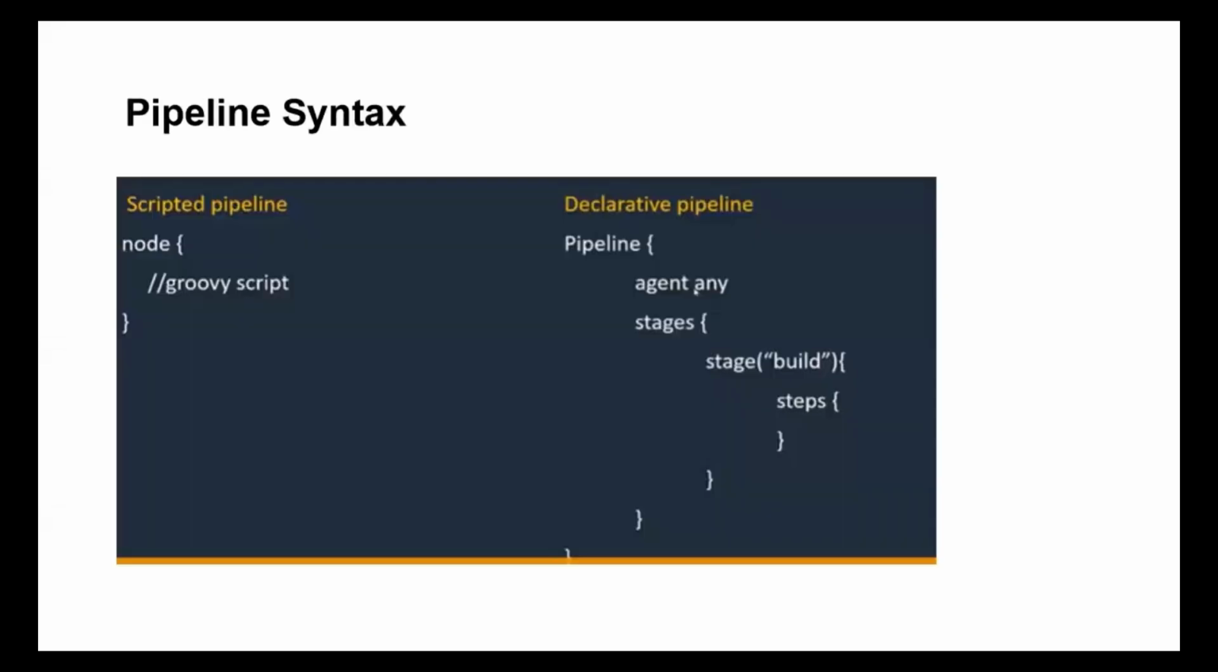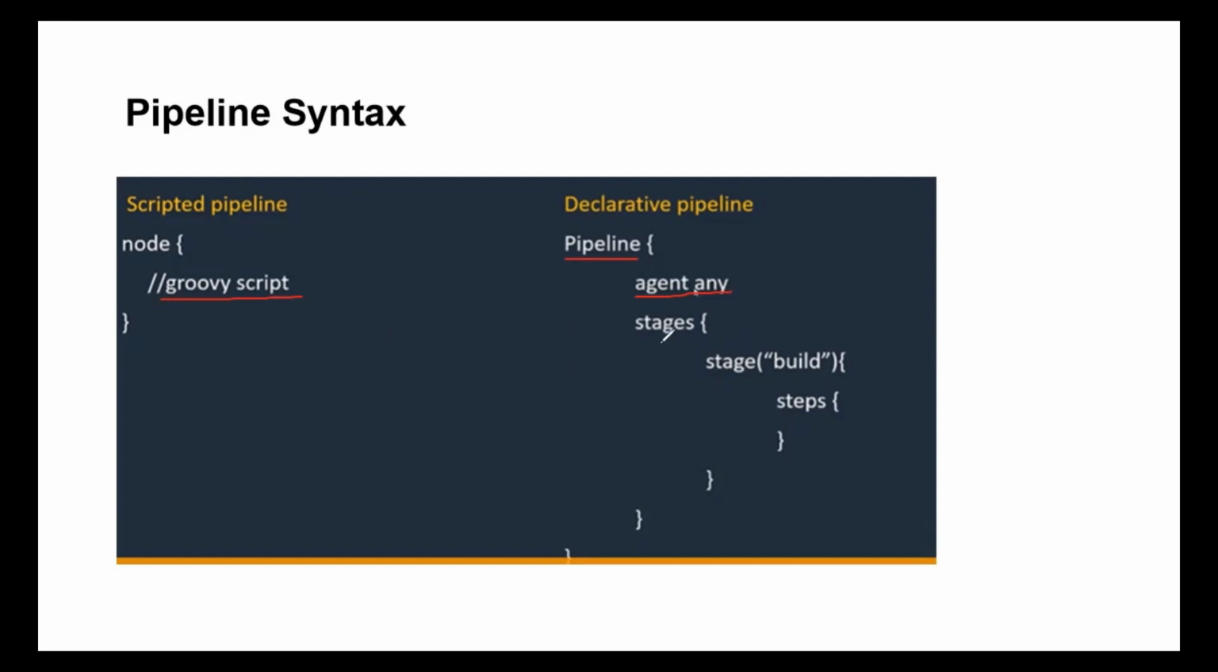Now we can see the pipeline syntax. For the scripted pipeline, we need to write our stages using the Groovy script. Now you see the declarative pipeline. It has a standard syntax. It starts with pipeline, the open braces. Then we mention agent any. This agent is nothing but where you want to execute your pipeline. Is it on the Jenkins master? Or if you have configured any Jenkins slave, then you can just provide the label name of that slave and your pipeline will be executed on the slave machine. Otherwise, it will by default execute on the Jenkins master.